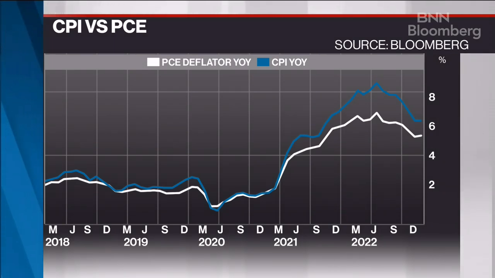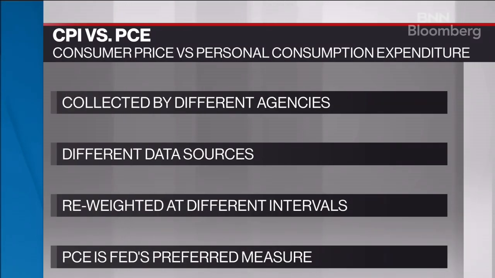Well, number one, they're from different sources. There's different agencies that collect PCE. There's different agencies that collect CPI. To understand why they capture different information, you have to understand that they are reweighted at different intervals. CPI is now reweighted every year, whereas PCE is reweighted every quarter. This is important to understand because when we see high inflation, people switch. They spend less on certain things, they spend more on other things, they trade down. So by reweighting every quarter, you're better capturing what consumers are doing with their spending.